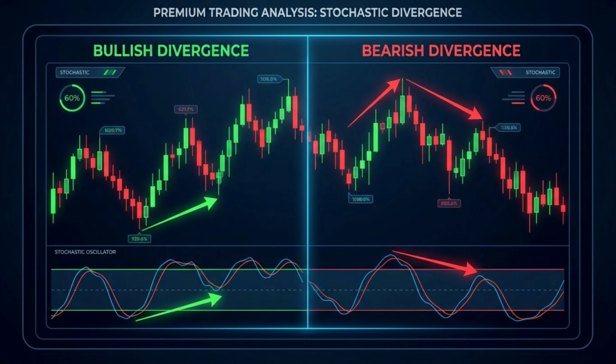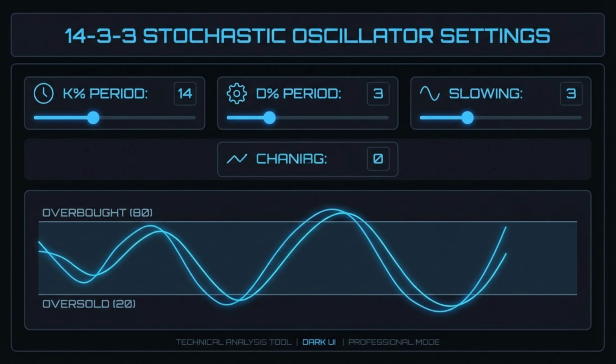Because divergence can sometimes give premature or false signals, traders often combine it with trend lines, support and resistance levels, or additional indicators to strengthen their analysis and improve accuracy. The 14-3-3 stochastic oscillator setting is one of the most widely used configurations in technical analysis because it provides a good balance between responsiveness and smoothness.